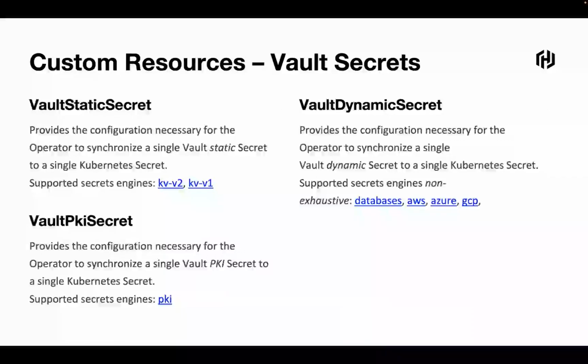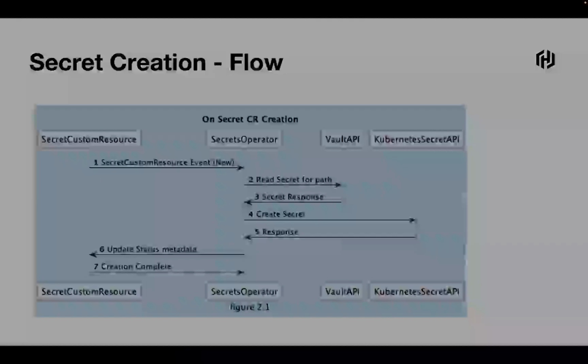There are also custom resources for the Vault secrets. Vault static secret. This provides the configuration necessary for the operator to synchronize a single Vault static secret to a single Kubernetes secret. We support key value secrets, both version 1 and 2. Vault dynamic secret. This provides the configuration necessary for the operator to synchronize a single Vault dynamic secret, again to a single Kubernetes secret, and we support databases, AWS, Azure, and GCP dynamic credentials. Vault PKI secret. This provides the configuration necessary for the operator to synchronize a single Vault PKI secret to a single Kubernetes secret. This supports the PKI secret engine.